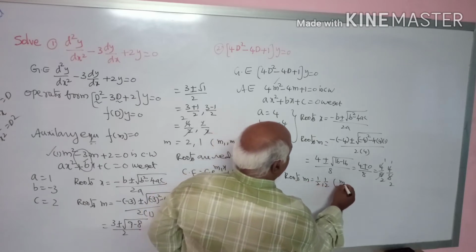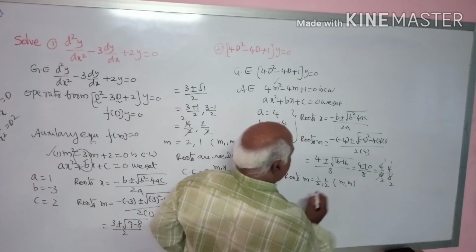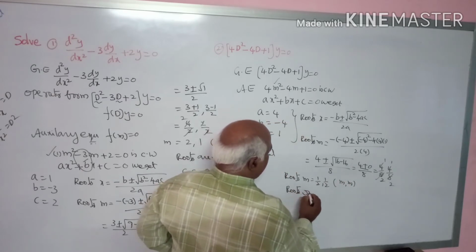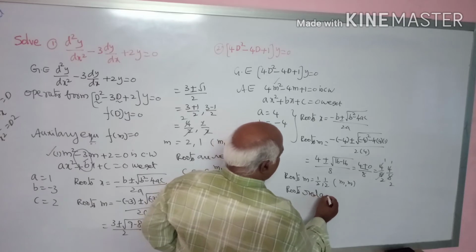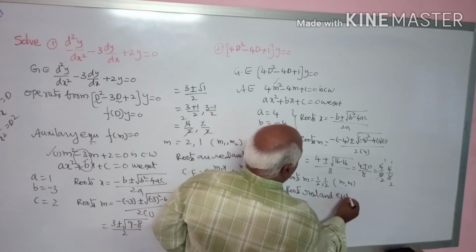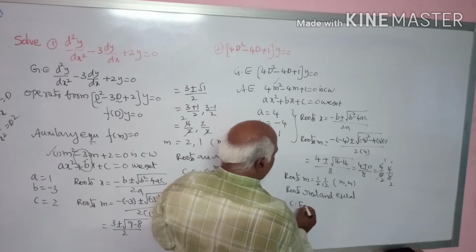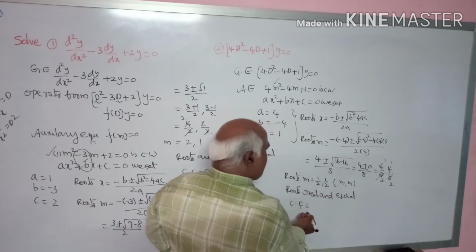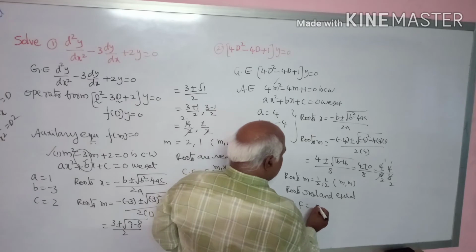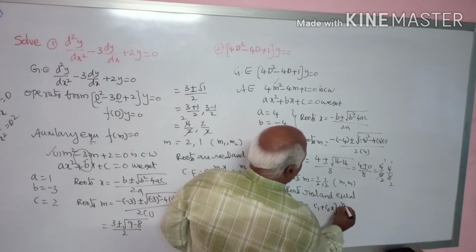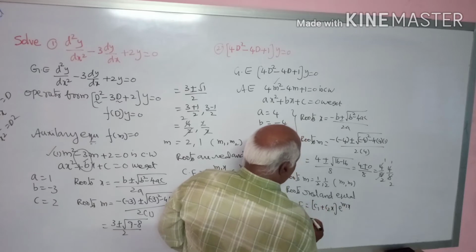It is in the form of m, m. The two roots are equal. The roots are real and equal. After getting the m values, what is the complementary function for real and equal roots? It is c1 plus c2x into e to the power of mx, where m is 1 by 2.